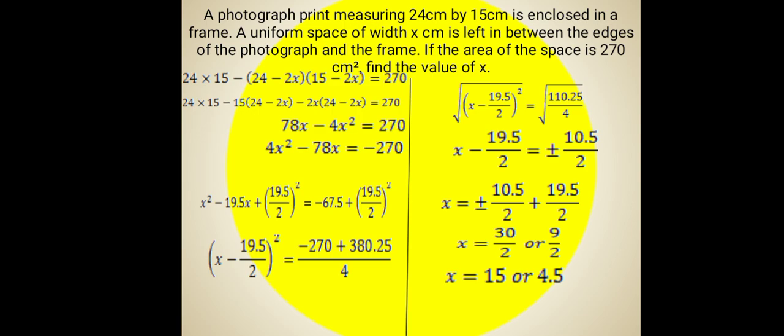Now here it means we shall have to calculate the original area of the frame, which is 24 times 15, less the area of the photo. The area of the photo will be the dimension of the frame less the space in between. So this means that the length will be 24 minus 2x, the width will be 15 minus 2x.